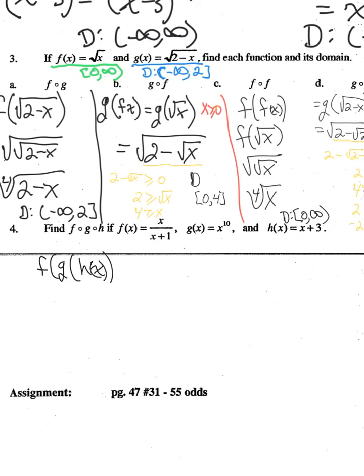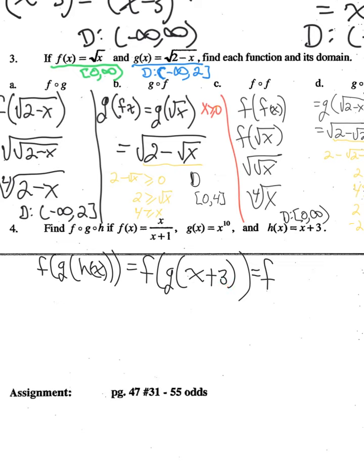Okay, so we're going to work this from the inside out. f acts on g, which is acting on h of x, which is x plus 3. No domain restrictions on x plus 3. Linear equation defined for all reals. Good. So, working from the inside out, f is acting on g of x plus 3. What does g do to its input? It raises it to the power of 10. What are you putting in? You're putting in x plus 3.